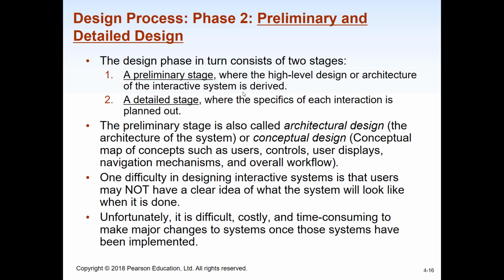Then maybe on the second or third or whatever iteration, we may reach the stage of a detailed design, where the specifics of each interaction are planned out, and where the next phase will be more useful. The preliminary stage is also called architectural design, the architecture of the system, or conceptual design, a conceptual map of concepts such as users, controls, user display, and so on.